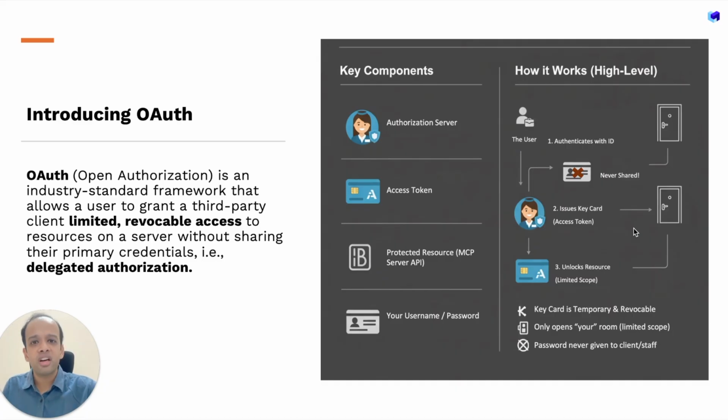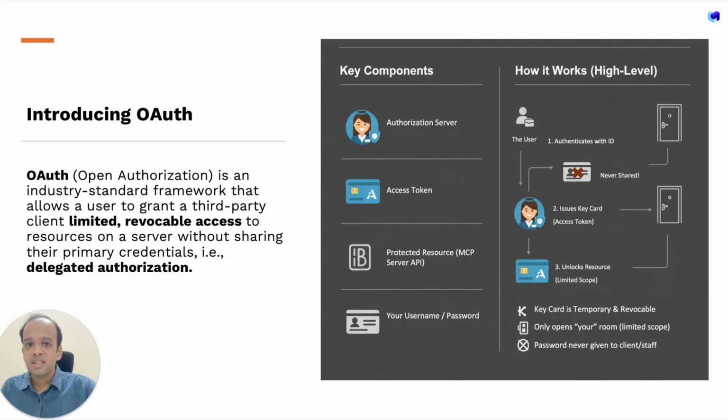And we'll talk a lot about this flow in a lot of detail. But first, let's understand what components are involved in OAuth. You need an authorization server, you need an access token, and you also have a protected resource, which is an MCP server API. And I'll take an analogy of a hotel check-in here.